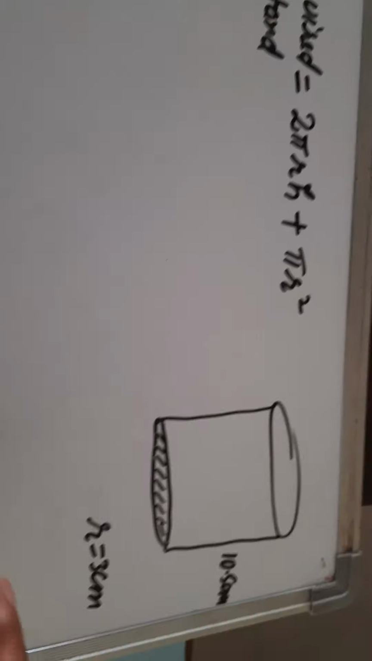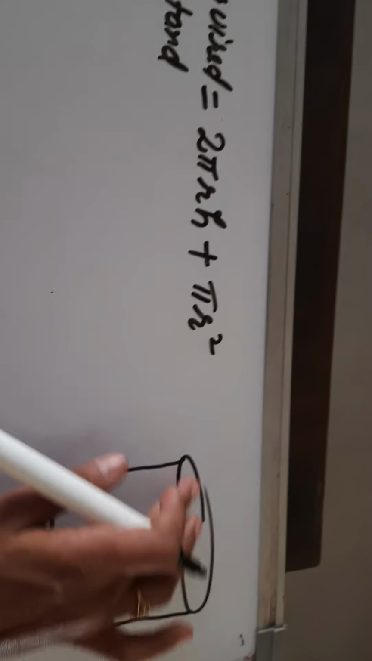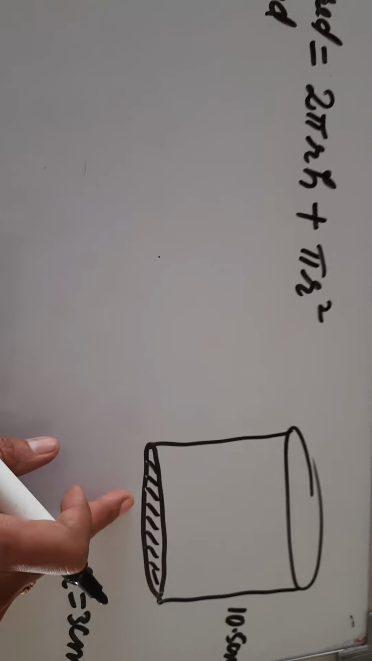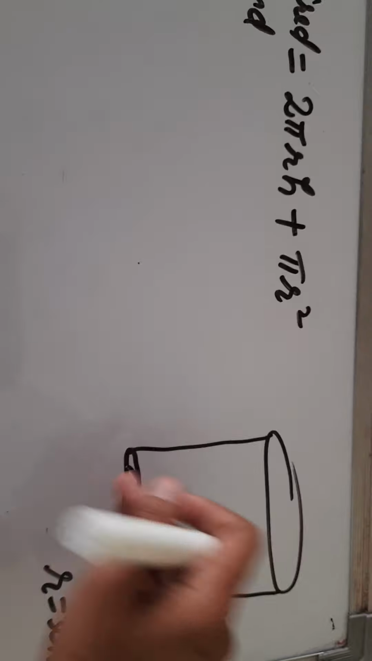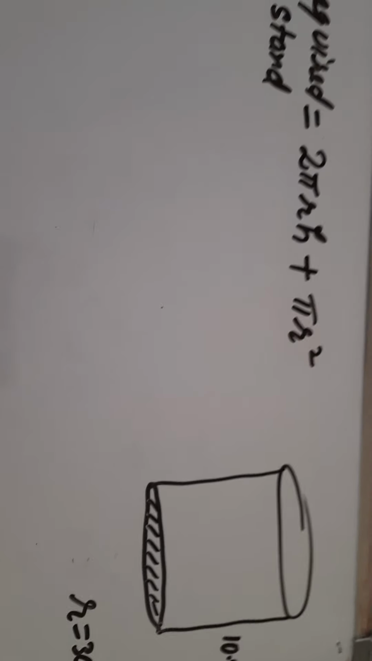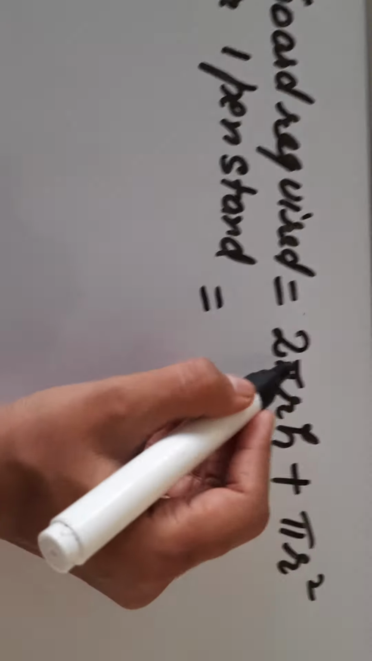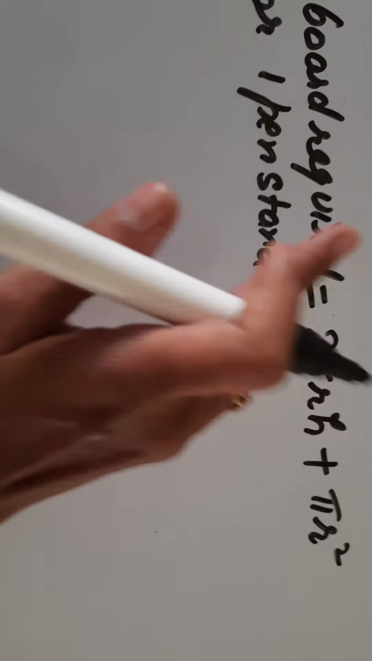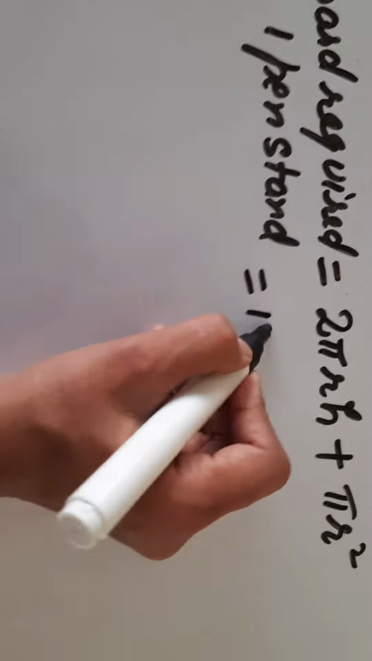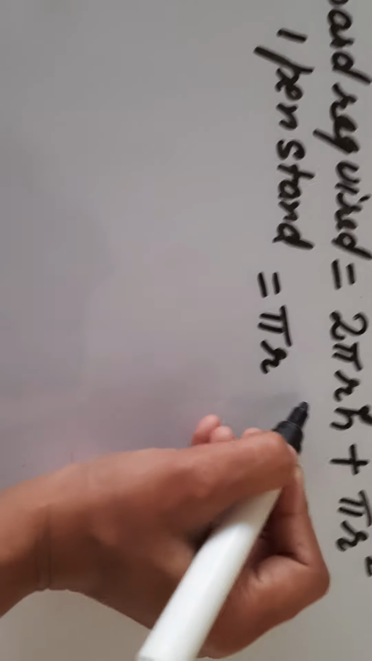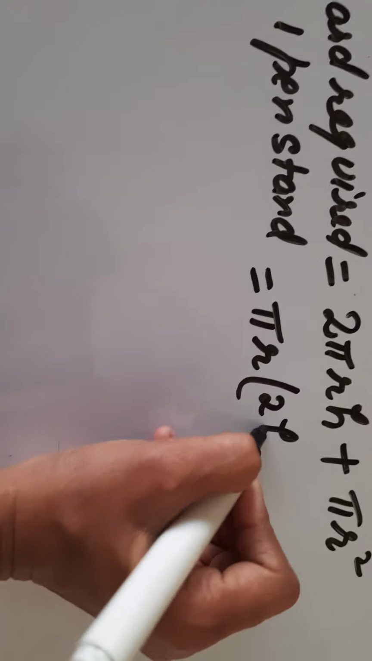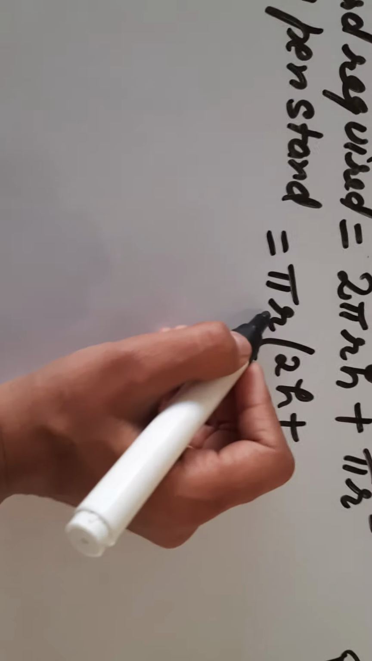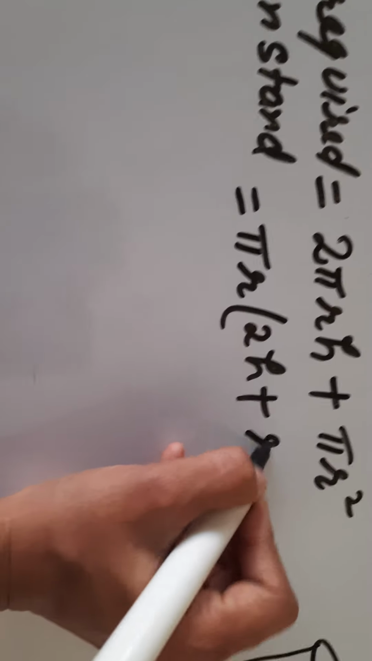We are not going to use the total surface area, because if we put the lid on it as well, we cannot keep pens in it, so we should have the base. Why are we putting the base? If we do not put the base, the pens will fall down. So just solve it. To make the calculation easier, take the common things out. So pi is common, radius is common. What is left? 2 into h plus r square. From r square, r is gone as a common factor, 1 is left.